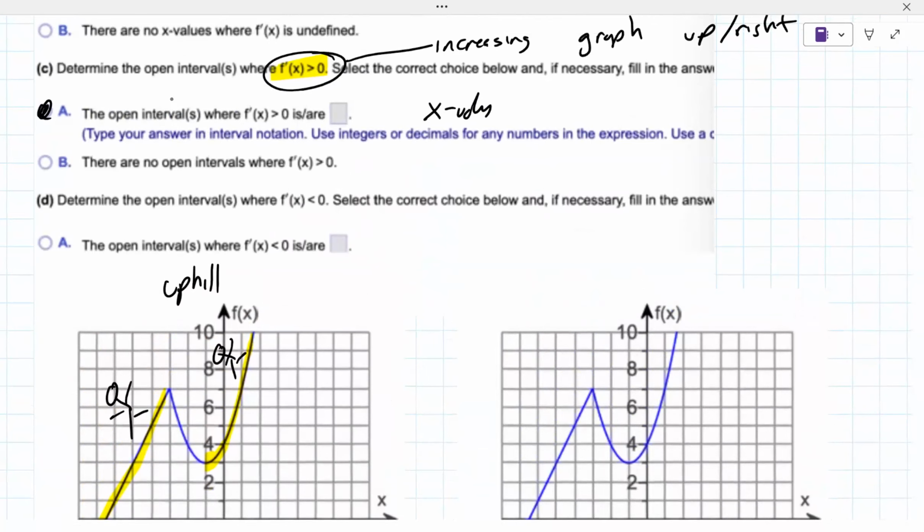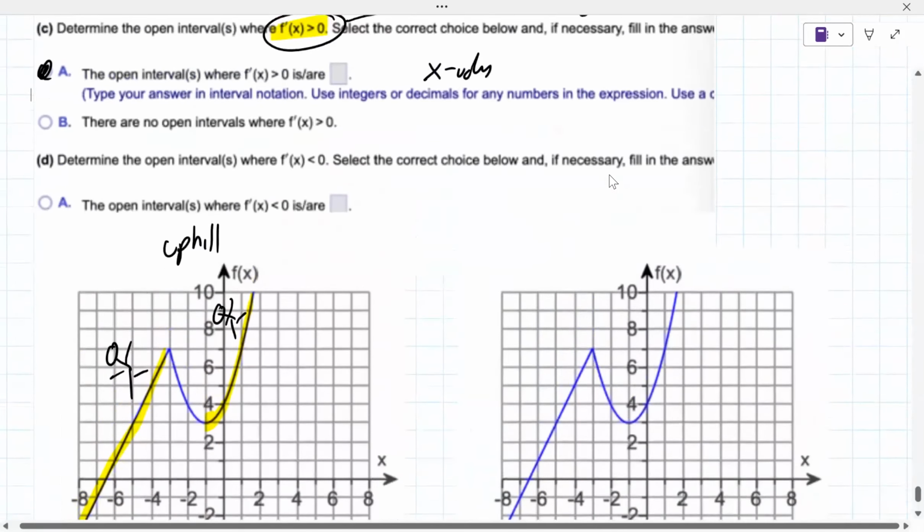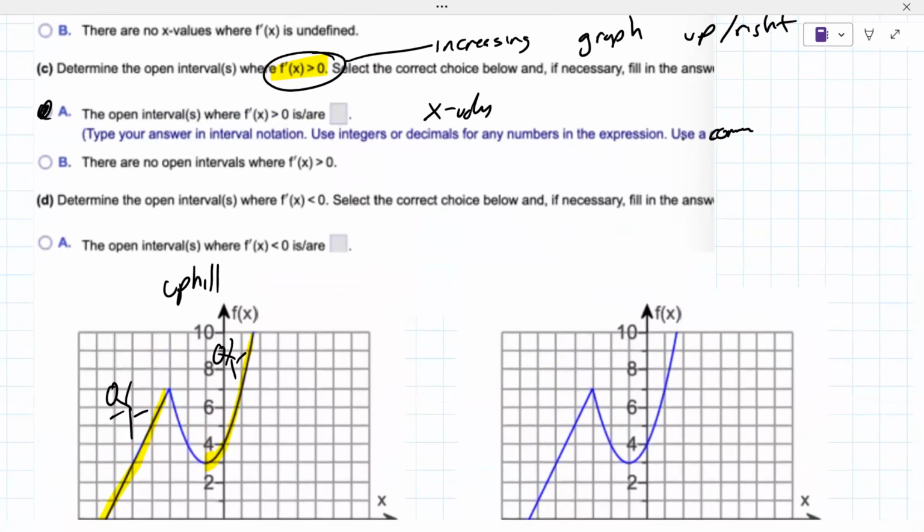So I just type in, do I have to do the U between them or just, no, it says use a comma. It's a good question because it's not a domain. It's so confusing. They should be more consistent, but they're not.